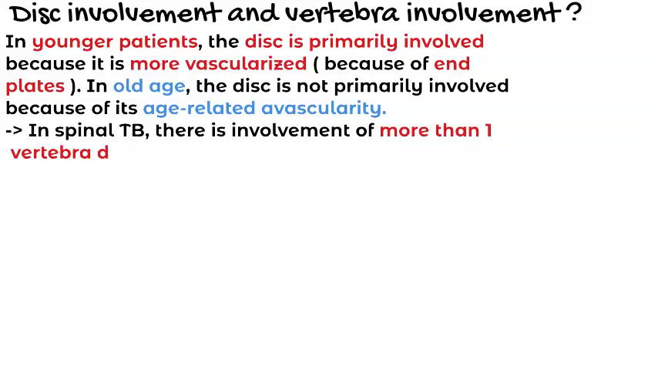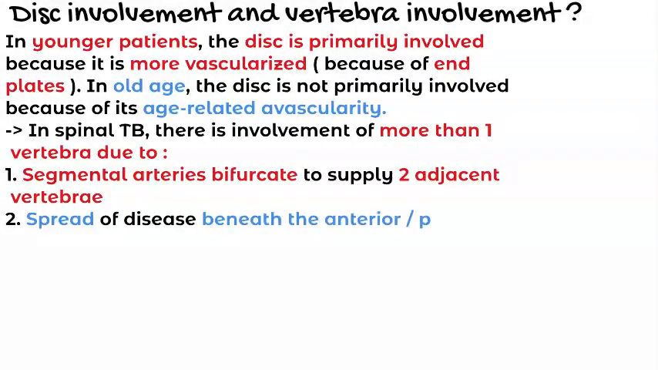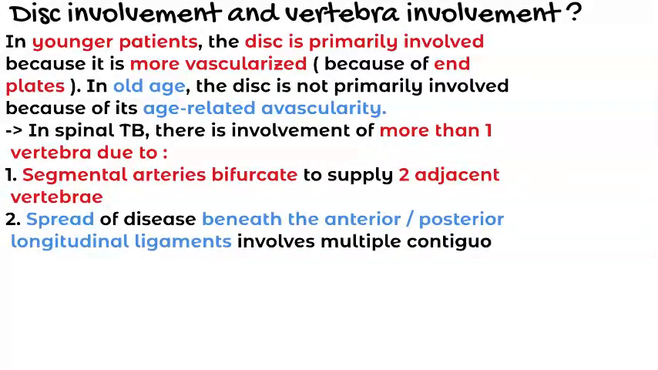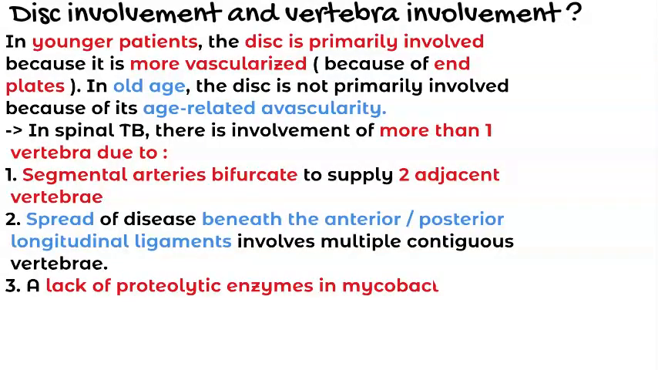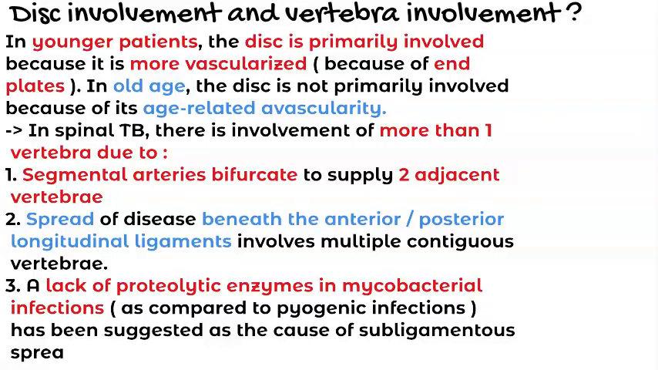In spinal TB, there is involvement of more than one vertebrae due to 1. Segmental arteries bifurcate to supply to adjacent vertebrae. Number 2. The spread of disease beneath the anterior or posterior longitudinal ligaments involve multiple contiguous vertebrae. Number 3. A lack of proteolytic enzymes in mycobacterial infection as compared to pyogenic infection has been suggested as the cause of subligamentous spread of infection.